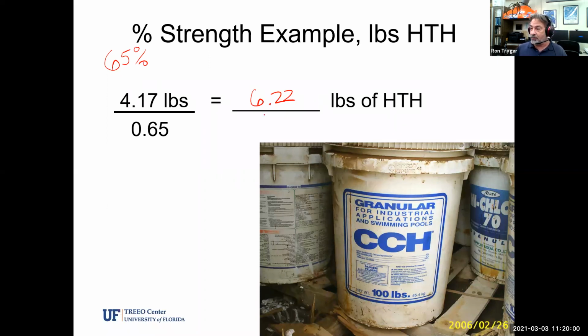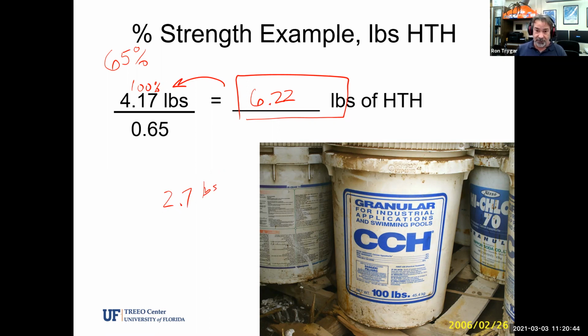And notice that the pounds of the chemical, because it's weaker, we need more of it than what the initial 100% chemical was. This is 100% here, and we're not using it as 100%. We're using a weaker version, so we need more of it. If you were to make a mistake and calculate this as a multiplication rather than a division, and you were starting off with 4.17 and multiplied it by 0.65, you actually come up with a number that's significantly less than the 4.17. This would be 2.7 pounds of HTH, and you would not meet the 50 part per million dose.